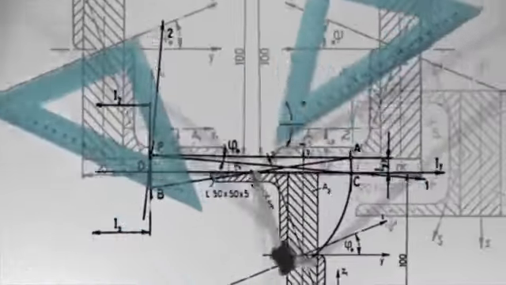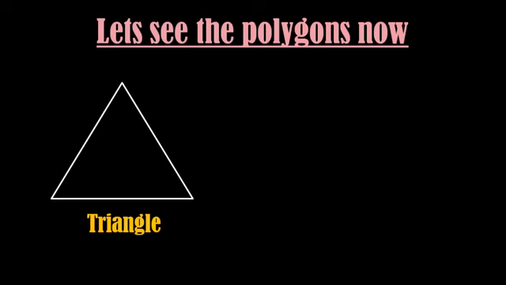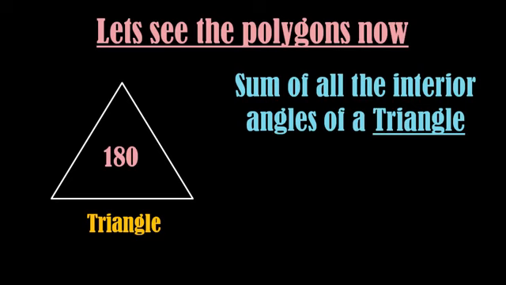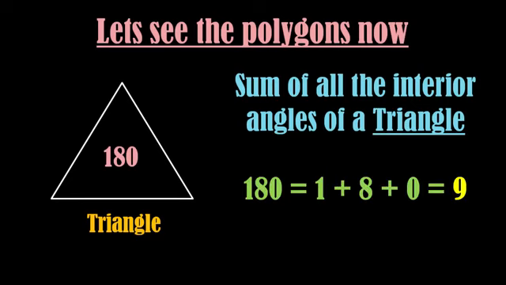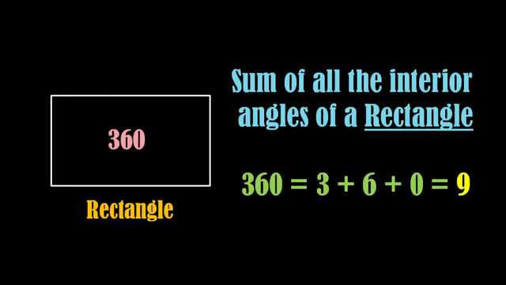But is this true only for a circle or does it apply to polygons also? Here is a triangle. We know that the sum of all the interior angles of a triangle is 180 degrees. On adding the digits of the number, we get 9. In case of a rectangle also, if we add the digits of the sum of all the interior angles of a rectangle, which is 360 degrees, we get number 9.